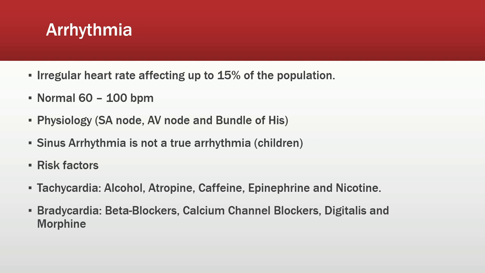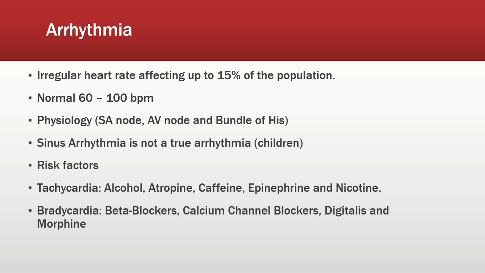Now, tachycardia means the heart rate is above 100. Bradycardia, the heart rate is below 60, sorry. It can affect up to 15% of the population. Now, the physiology of it, we have three nodes: the SA node, the AV node, and the bundle of His.